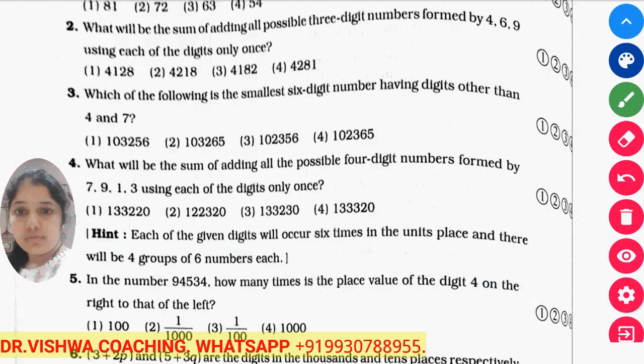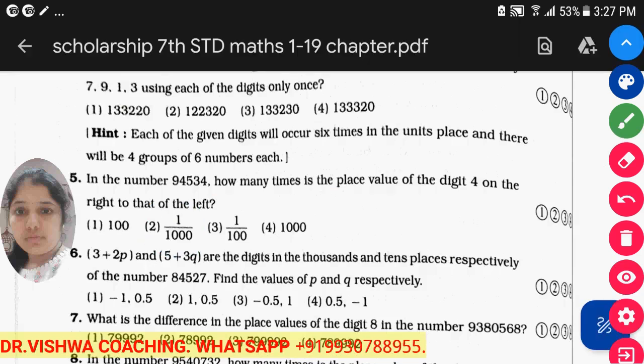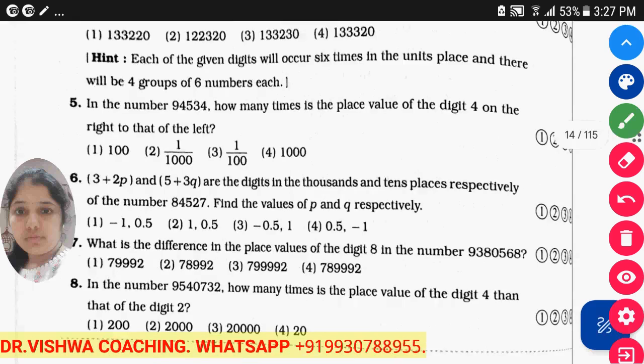Okay. So keep in mind when a 3-digit number is there, each digit is repeated 2 times. When a 4-digit number is there, each digit is repeated 6 times. Formula is the same. Now in the number 94534, how many times the place value of the unit digit 4 is on the right to that on the left? Now see, 4 is in the unit place and 4 is in the 1000 place. So how much is it? 1 upon 1000. Okay, because the unit place value is 4, the 1000 place value is 4000. 4 upon 4000 is 1 upon 1000.